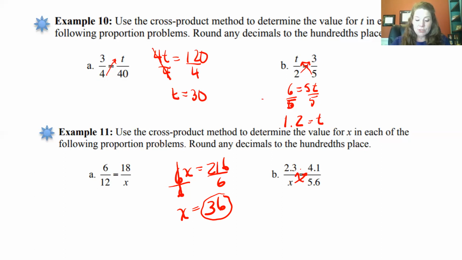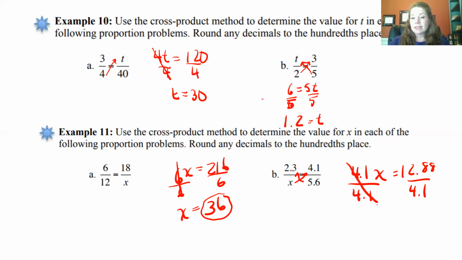So I'm going to multiply 2.3 times 5.6, and I get 12.88. And 4.1 times x is 4.1x. So then we divide both sides by 4.1.